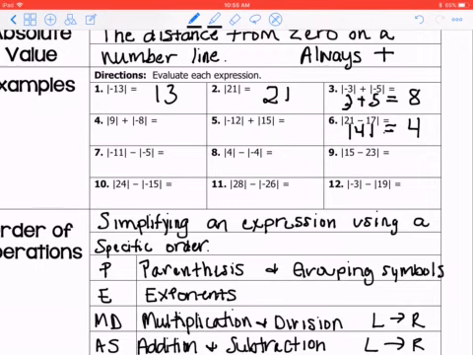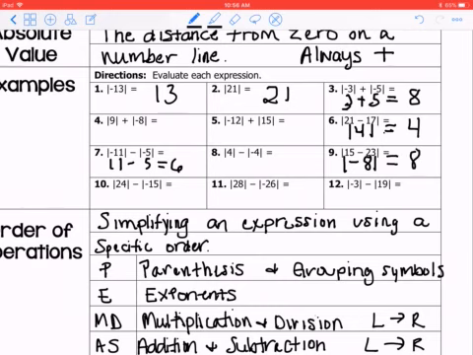For 7, now the operation is split again. So we have the absolute value of 11, which is positive 11. Absolute value of a negative 5 is 5. And 11 minus 5 equals 6. Okay. For number 9, we have 15 minus 23 all in the brackets. So we'll solve that first, which is a negative 8. And then the absolute value of a negative is going to turn that positive.